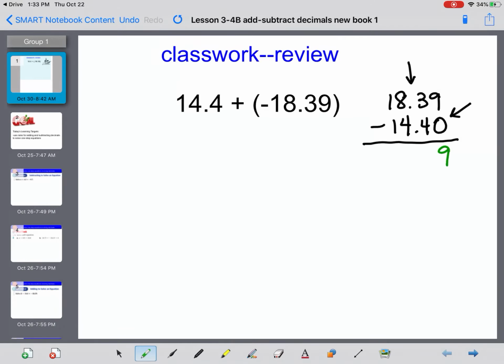9 minus 0 is 9. 3 minus 4 I cannot do, so I borrow. 13 minus 4 is 9. 7 minus 4 is 3. And 1 minus 1 is 0. My answer is -3 99/100. It's negative because 18 39/100 has a greater absolute value than 14 4/10.